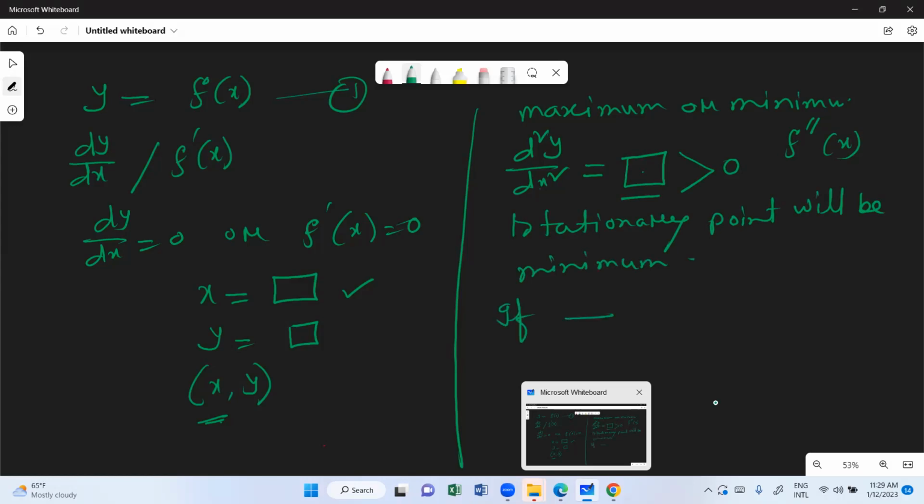If d square y by dx square is negative, after putting the value of x or without putting the value of x, if we get a negative value of d square y by dx square, then the stationary point will be maximum. This is the main information from this topic. Okay. Now see how we can solve it.